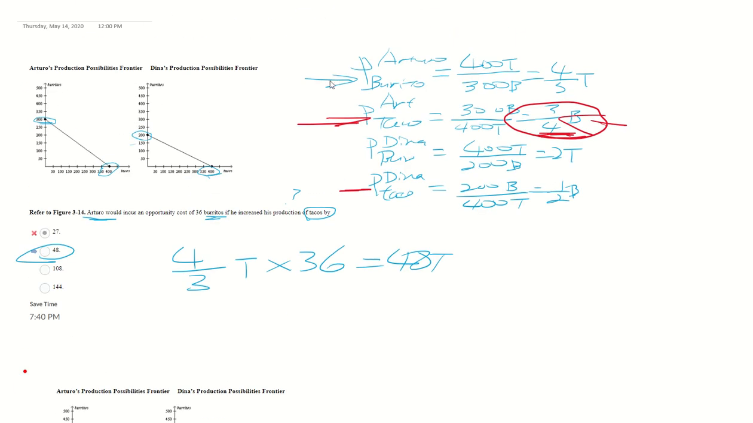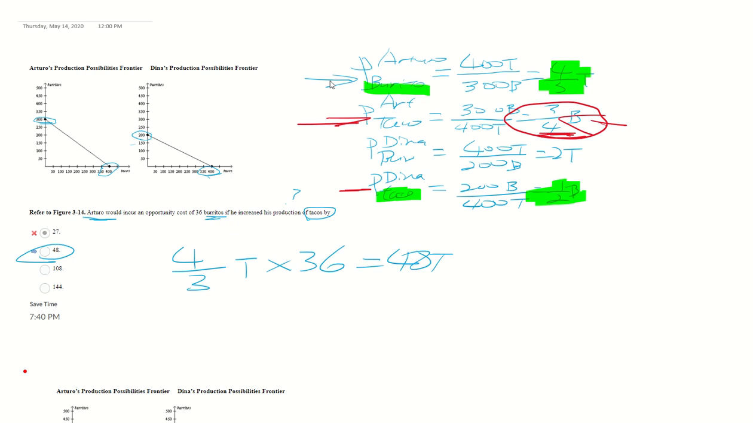compare the cost of burritos. Arturo costs 4/3. Dina costs 2. So this is lower, and we say Arturo has the comparative advantage in the production of burritos. For tacos, for Dina, a taco costs her half a burrito. For Arturo, it costs him 3/4 burrito. So this is lower for Dina, so Dina has the comparative advantage in the production of tacos.